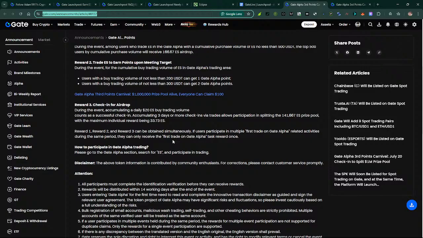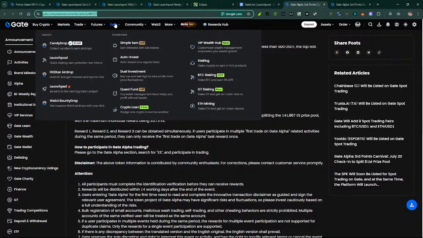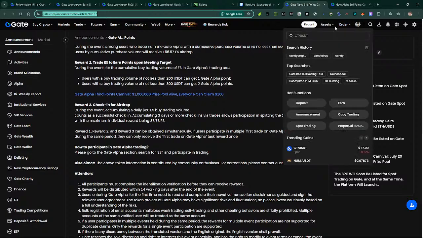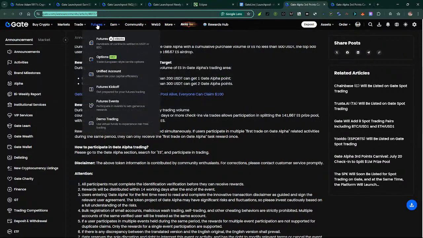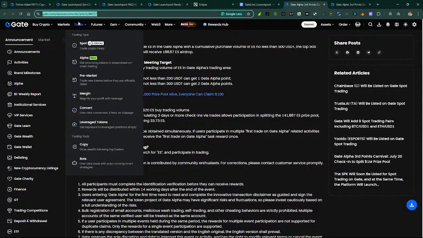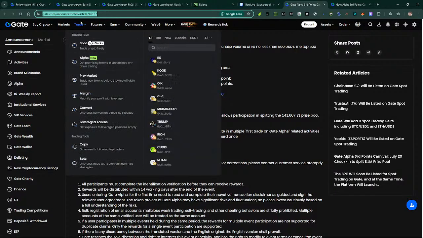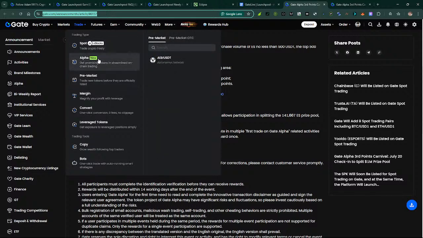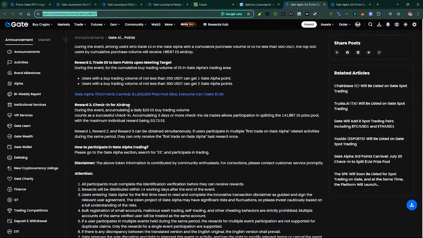So how to participate in Gate Alpha trading? So please go to the Gate Alpha section, search for yes and participate in trading. That's it. That's super easy. Okay. So if you click on earn, there you will find Gate Alpha. Where is it? So just search. Okay. Here it is, alpha. Okay, so from the trade section, just click on it, and there you will find the alpha option. Okay, just click on it and find out yes. That's it. That's super easy.